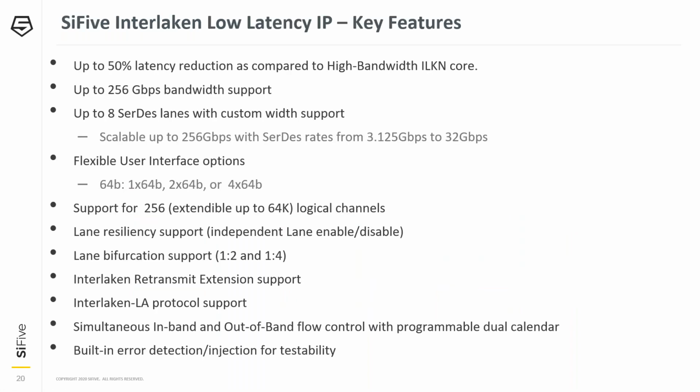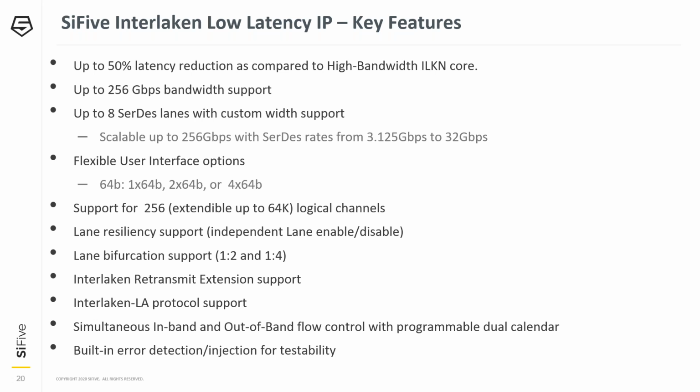So far, what we have seen are the features of the high bandwidth Interlaken core. Now let's look at the low latency IP version of this Interlaken core. In this IP configuration, we reduce the latency up to 50% as compared to the high bandwidth. For certain applications, the latency requirement trumps the bandwidth requirement, and usually these applications do not require such high throughput of 1.2 terabit. So for such applications, this low latency version is extremely useful. In this configuration, we are able to achieve significant savings in latency.